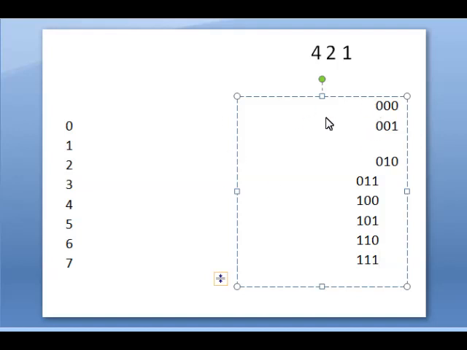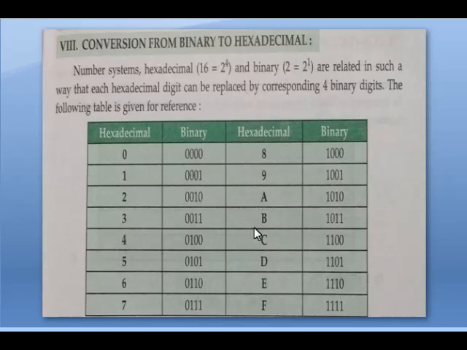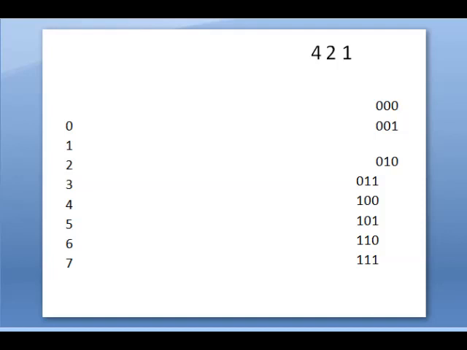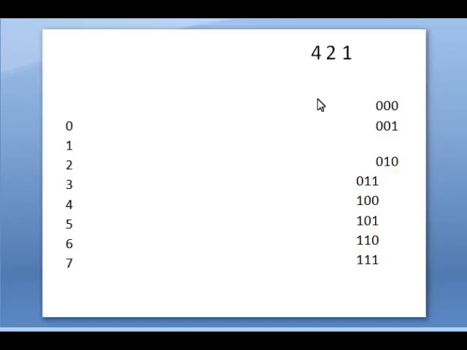There is no need to memorize this table. Take your copy and write the numbers from 0 to 7, and in one corner write the numbers like this. Total 7 we want, so 1 plus 1 is 2, 2 plus 2 is 4. Write the octal numbers 0 to 7 like this, and try to write the binary equivalent.